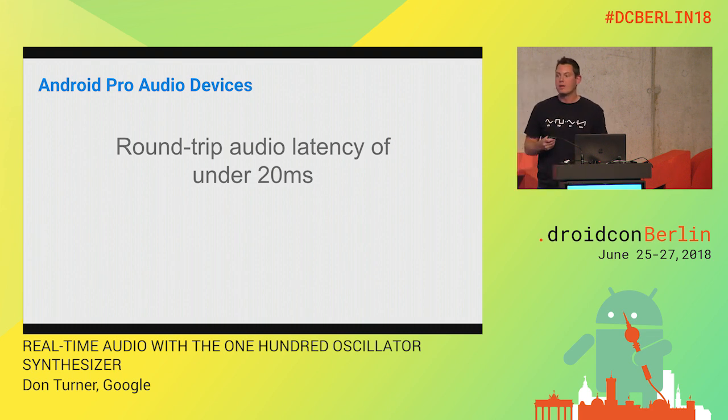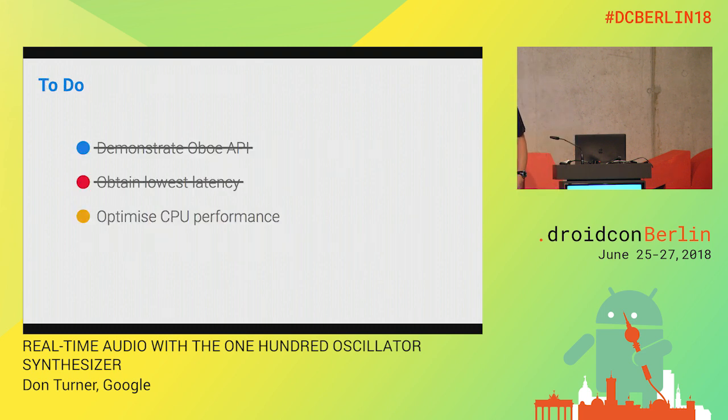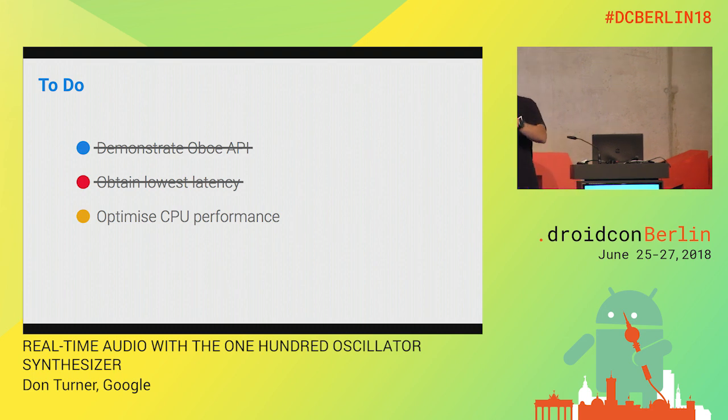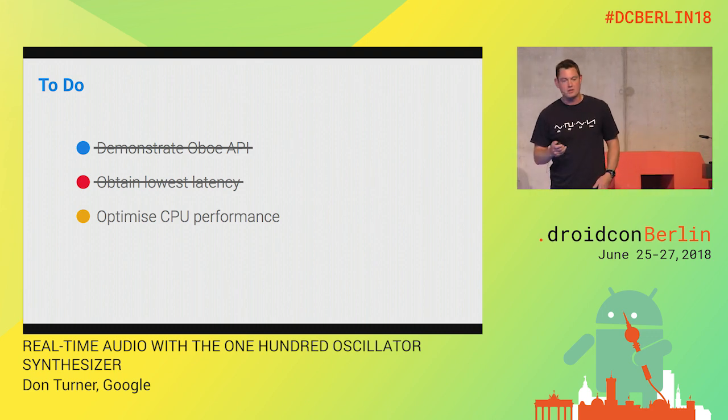We launched a standard called the Pro Audio Standard. There are devices which conform to this standard and have a guaranteed round-trip latency of under 20 milliseconds. If you just want to target these devices, you can check for the hardware feature flag, android.hardware.audio.pro, in your manifest. So, I showed you how to use the API, and how to get the optimal latency, and now I'm going to show you how to optimize CPU performance.